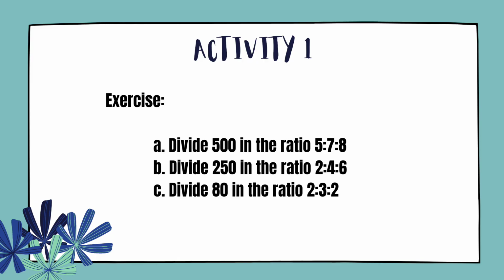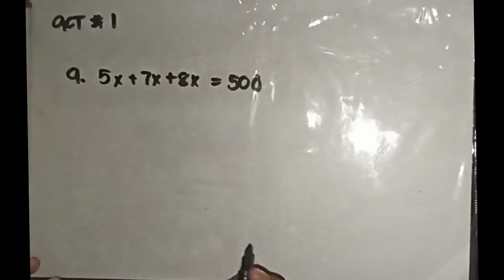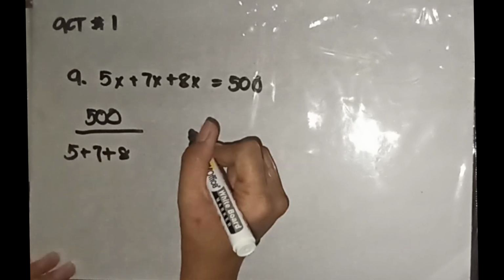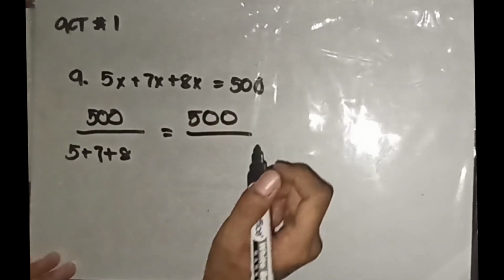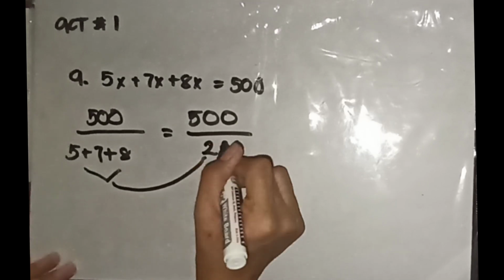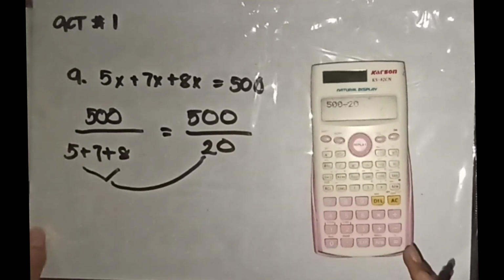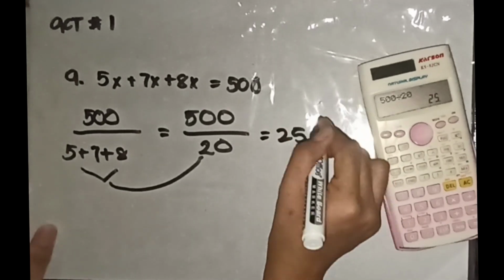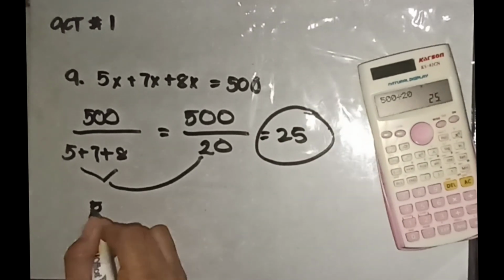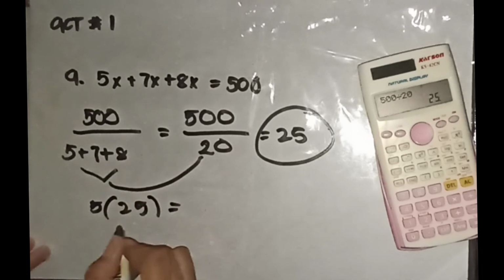Exercise activity number 1. Now, let's answer activity number 1. So, divide 500 in the ratio of 5 is to 7 is to 8. So, i-plus lang natin yung mga ratio. 5 plus 7 is equal to 12 plus 8 is equal to 20. 500 divided by 20 is equal to 25.